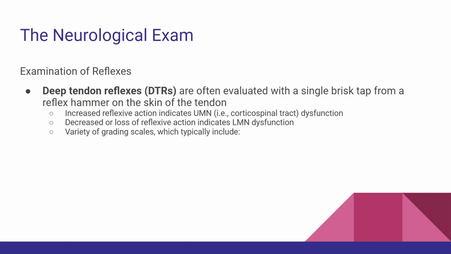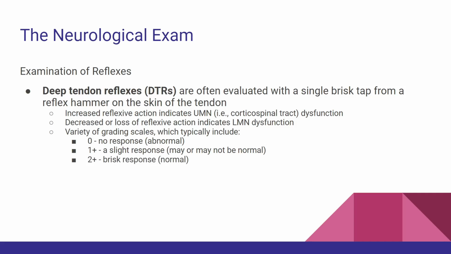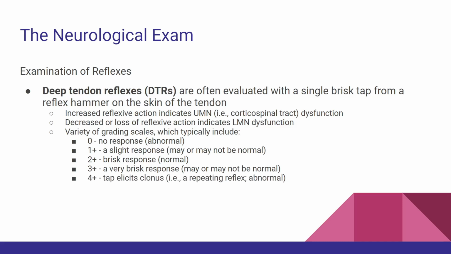One common grading scale includes 0 being no response, which is abnormal, 1+ being a slight response, which may or may not be abnormal, 2+ being a brisk response, which is considered normal, 3+ being a very brisk response, which may or may not be normal, and 4+, which means that the tap elicits a clonus, which is a repetitive reflex, and that's considered abnormal.